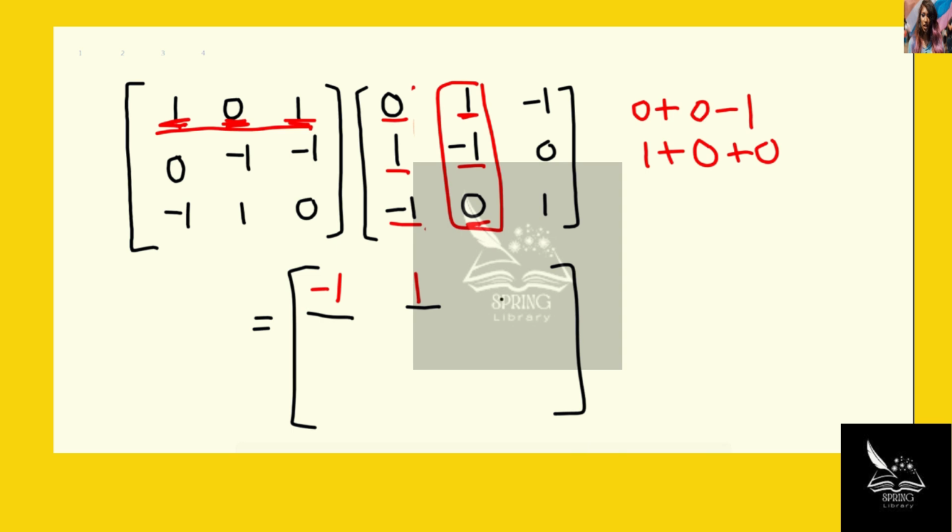Okay, and then to get this last element of the first row, we'll take 1 here, and then this time we're moving over to the third column, right? So take 1 times negative 1, which will give us negative 1. Then we'll take 0 times 0, 0 times 0, and then we'll have positive 1 times positive 1. So then that's going to give us a 0.